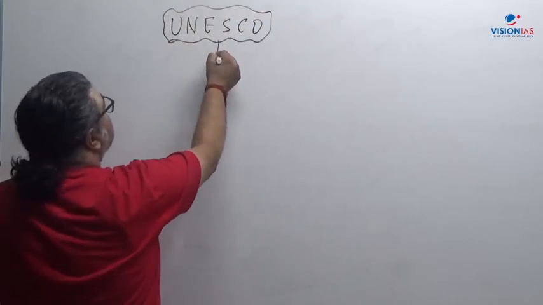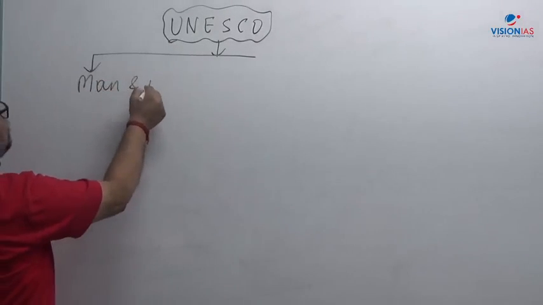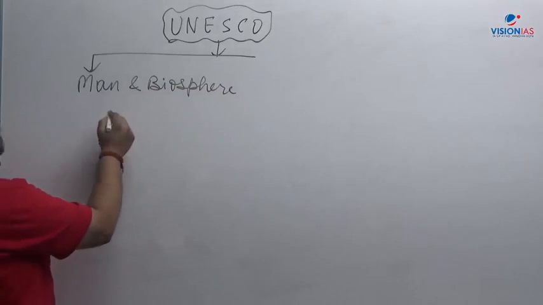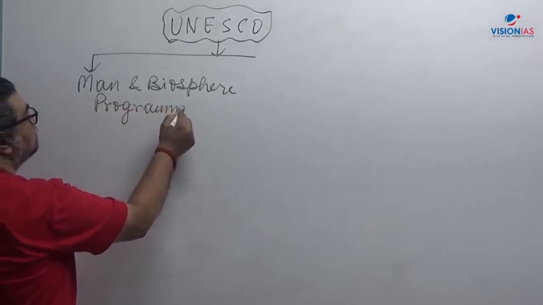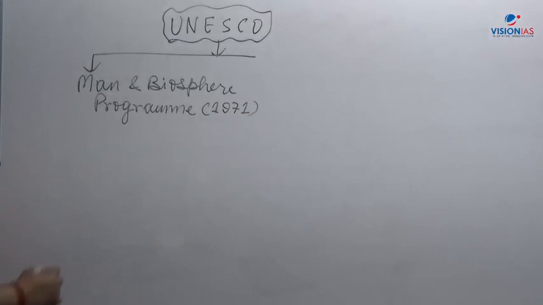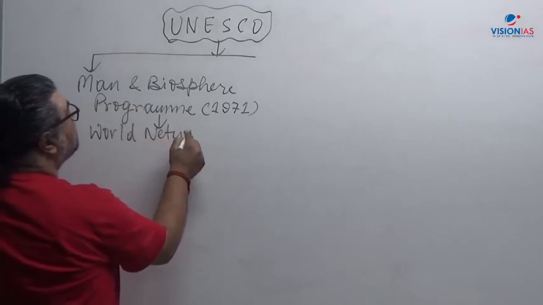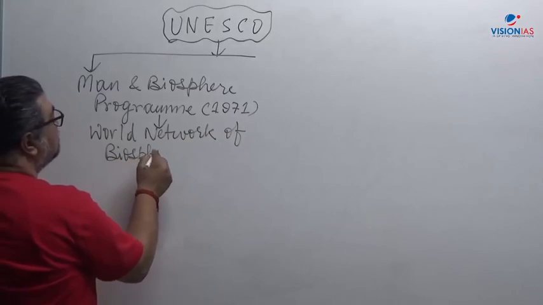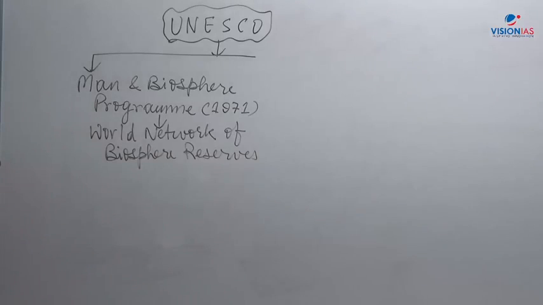There are two aspects which come here. One is what is called the Man and Biosphere Program. We have already discussed in the classroom that for biodiversity, Biosphere Reserve, there's a Man and Biosphere Program. This was started in 1971 for Biosphere Reserve. And under this there is a World Network of Biosphere Reserve. UNESCO has a World Network of Biosphere Reserve. The concept of Biosphere Reserve, we discussed in the last class.